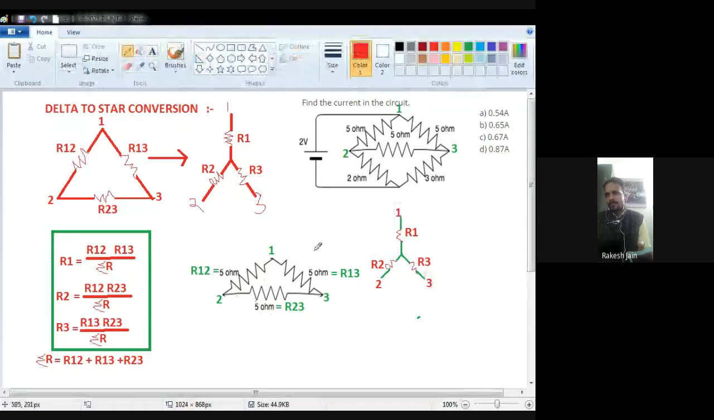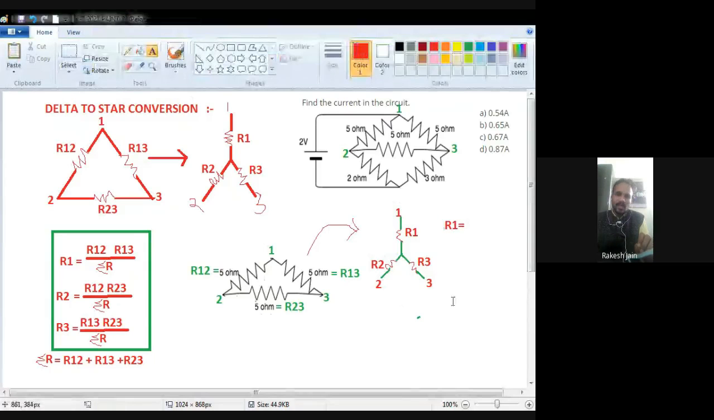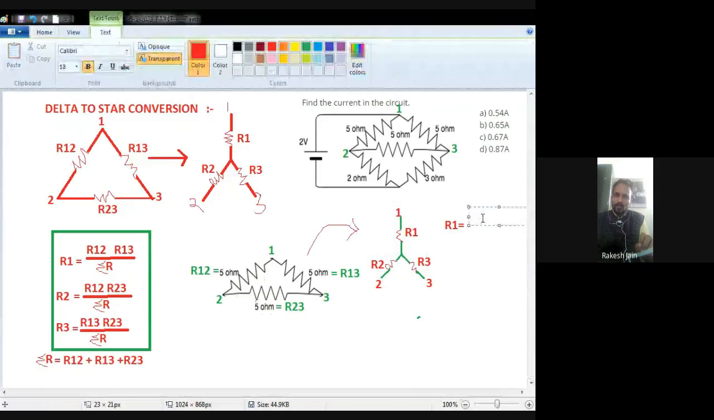This one will be your R3. Okay, now see very carefully, because this is your first node, this is your second node, and this is your third node. Now I wish to convert this given expression, which is a diagrammatic approach of a delta network, into a star network.